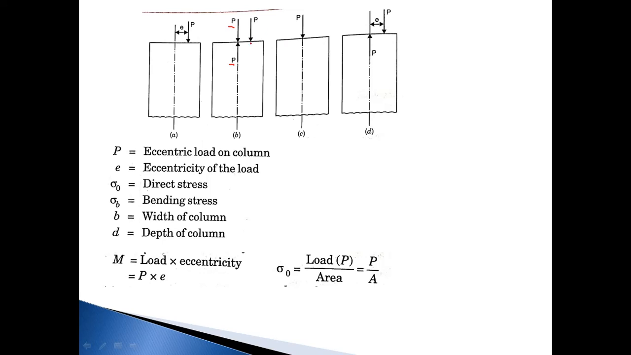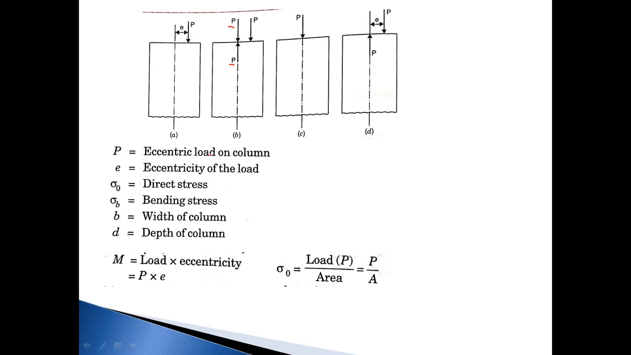Now I separate this section into two parts. First, only a P force acts on the CG of the section. Due to this P force, the stress produced in the section is direct stress, that is total compressive. Next, this P force downward and this P force upward are separated by a distance E. It is indirectly a couple or moment. Moment means force into perpendicular distance, that is P into E. M is equal to P into E.